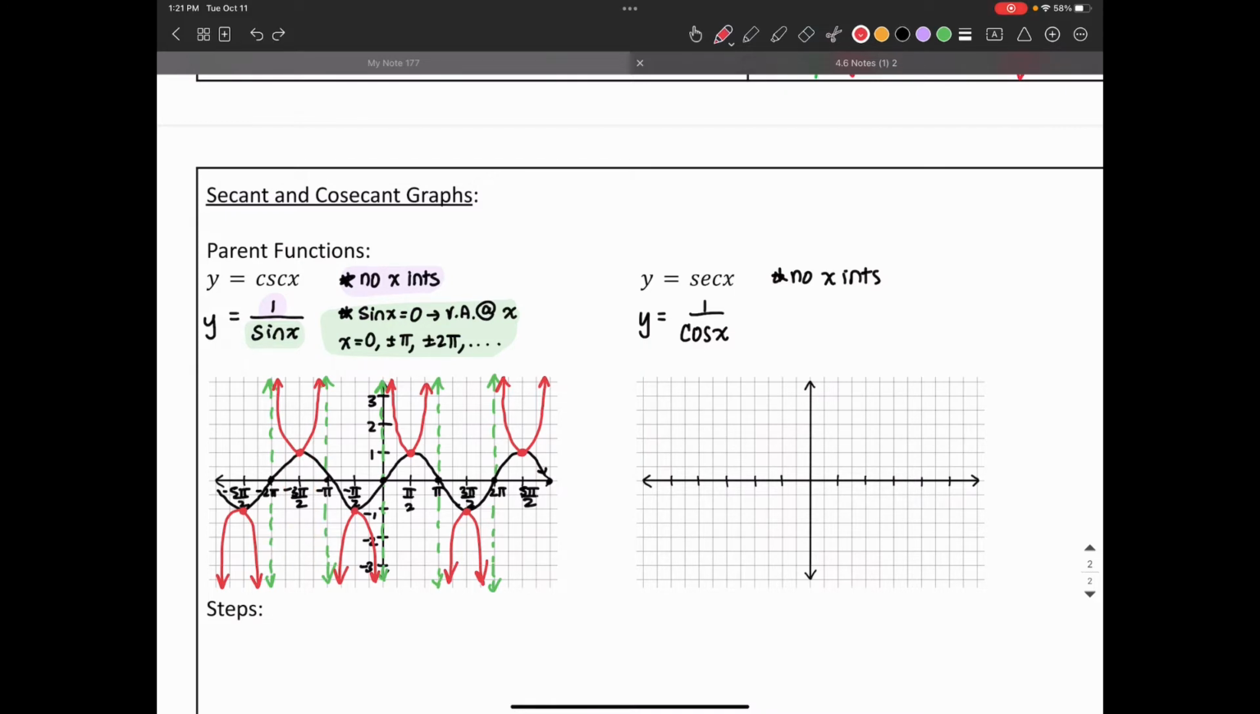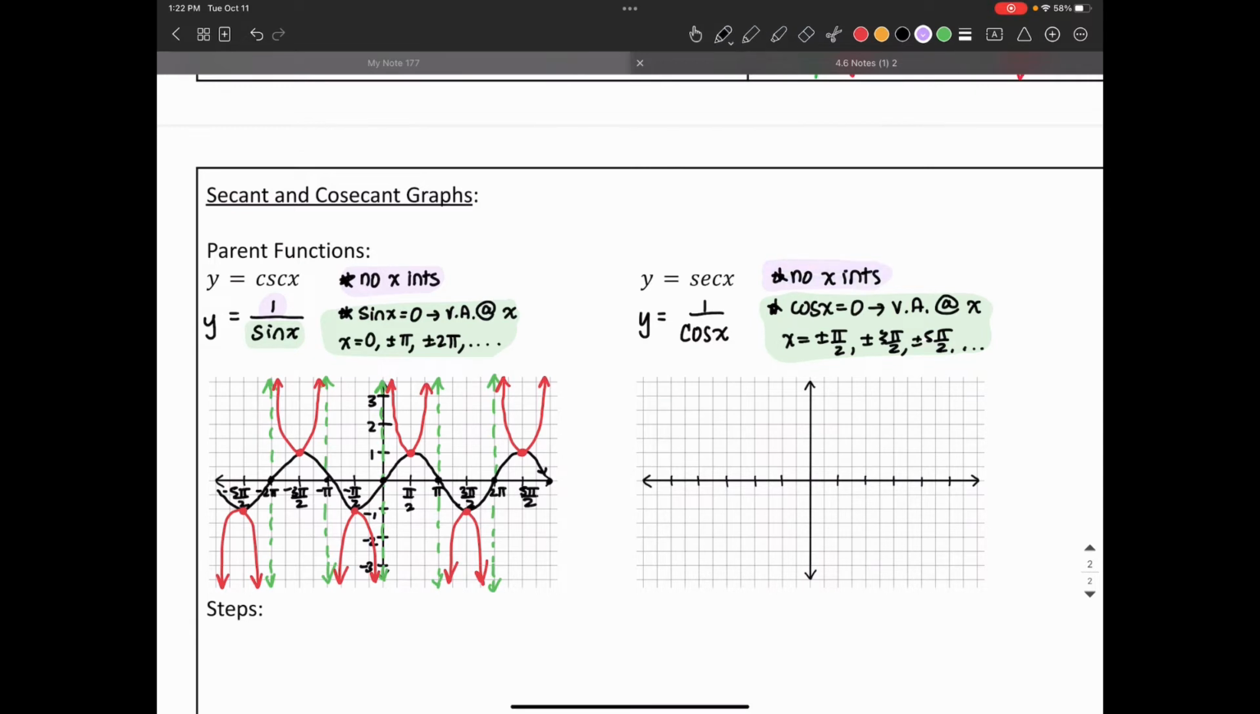So I should be drawing it away from the x-axis. So I have no x-intercepts. And I also know that cosine of x, when that's equal to 0, that's where I'm going to have vertical asymptotes. So I know that's going to be for values plus or minus pi over 2, plus or minus 3 pi over 2, plus or minus 5 pi over 2, etc. So these are where I'm going to have my vertical asymptotes, and I know I do not have any x-intercepts. No x-intercepts for these graphs.